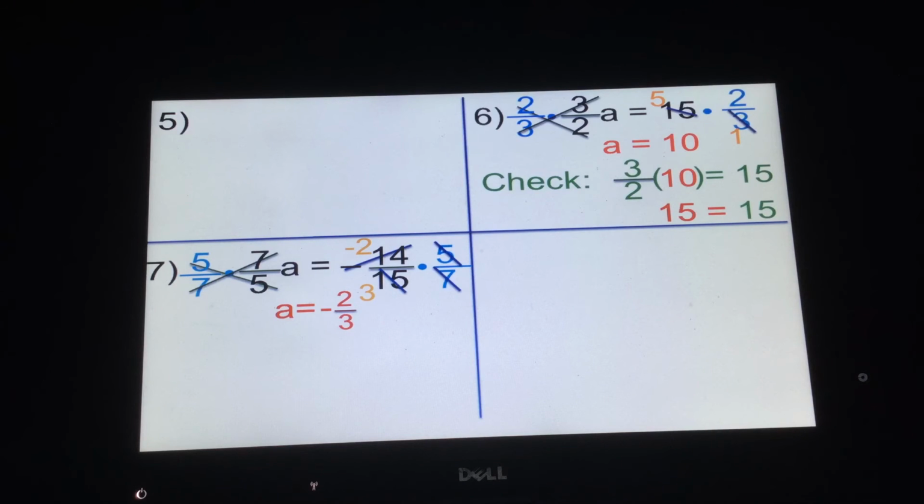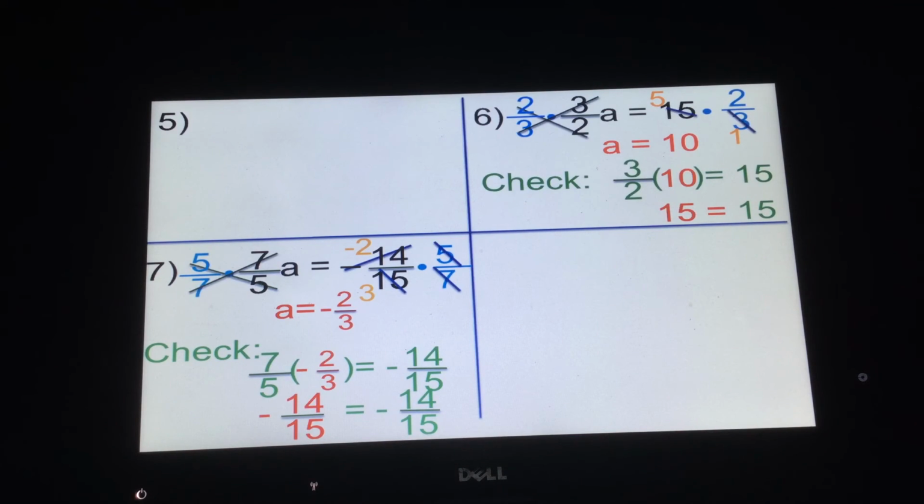All right, let's go ahead and check our answer. So we have 7 over 5 times a equals negative 14 over 15. Let's put the negative 2 over 3 in there. So let's multiply this across. 7 times negative 2 is negative 14. 5 times 3 is 15. So we get two fractions that are the same, that equal each other. That's true. So our answer is a equals negative 2 over 3.